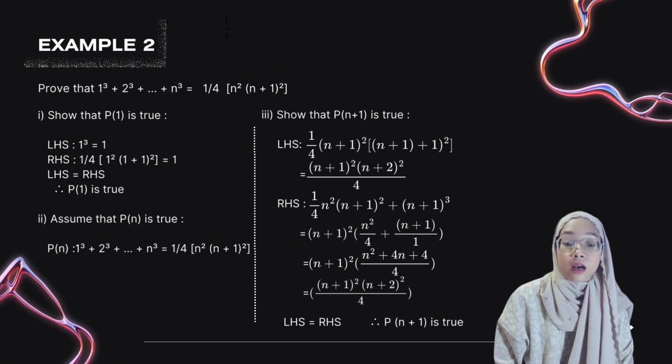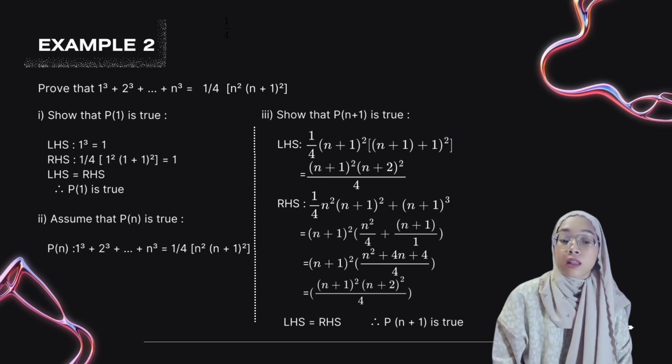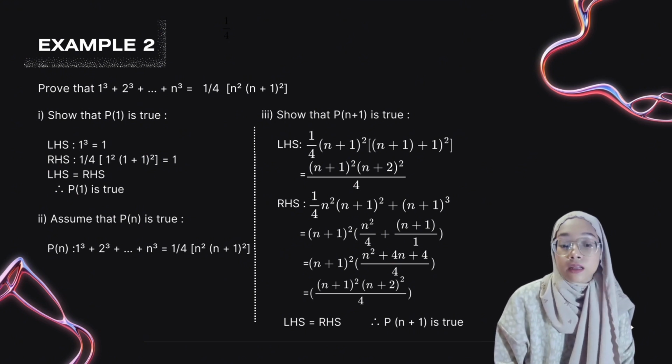Okay, and then multiply n plus 1 with 4. Okay, and then n plus 1 power 2, n power 2 plus 4n plus 4 over 4. Okay, and then factorize n plus 1 power 2, n plus 2 power 2 over 4. So, left hand side equals right hand side. Therefore, Pn plus 1 is true.